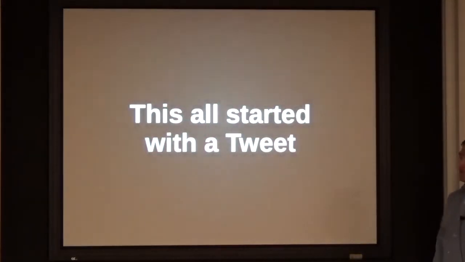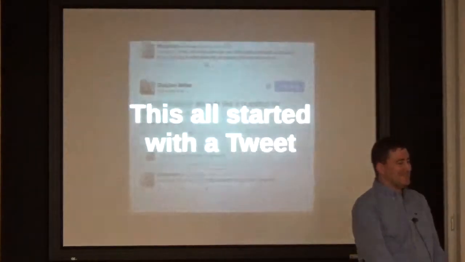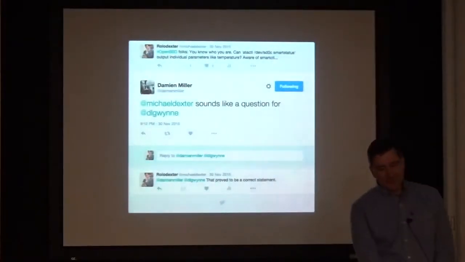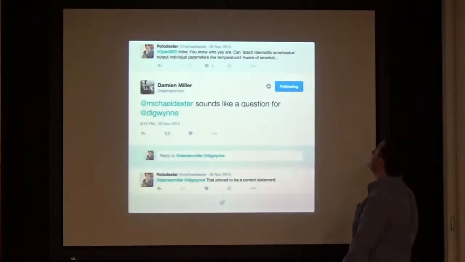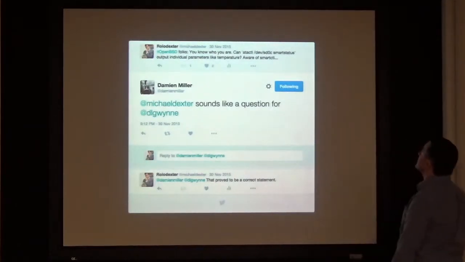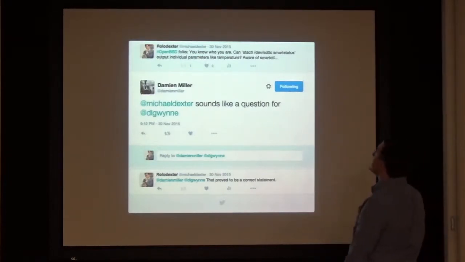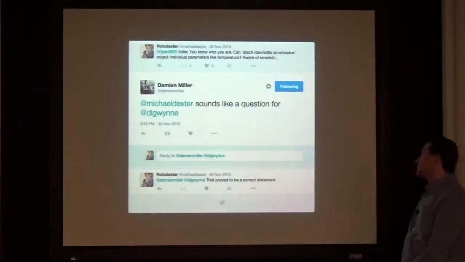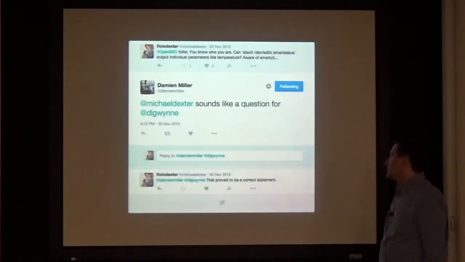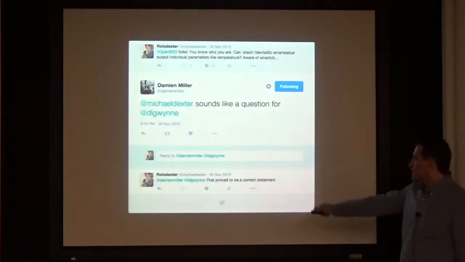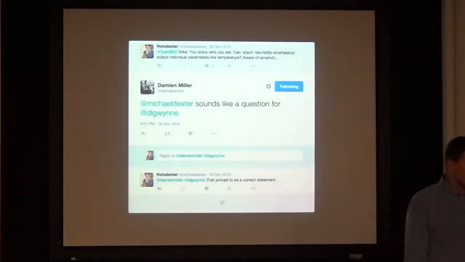So this all started with a tweet. I was asking my OpenBSD peeps, hey, if you can't read that in the back, OpenBSD folks, you know who you are, can atactl do the device name, SMART status, output, individual parameters like temperature? I'm well aware of smartctl. Yes, we don't respond with just use smartctl, I know. So the response from Damien Miller was talk to David Gwynne, and this initiated a lengthy conversation over the last few months. And as I replied, that proved to be a correct statement, to talk to David.